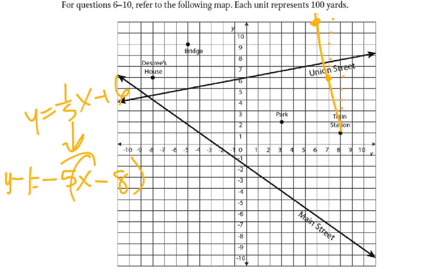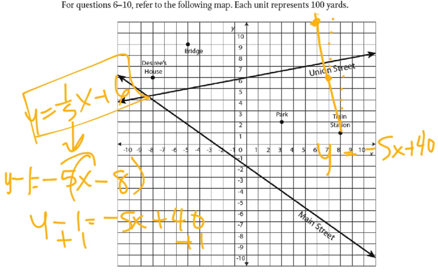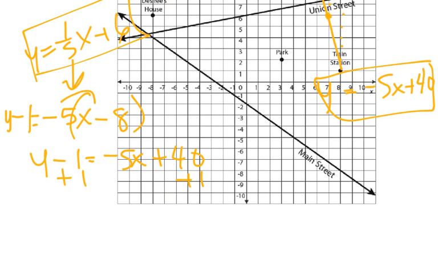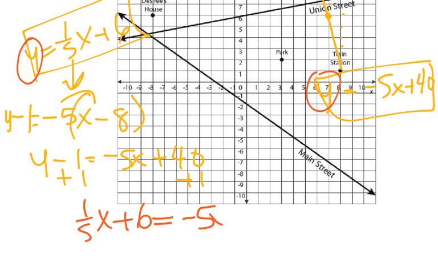So we get y minus 1 equals negative 5x plus 40. Add 1, and we get y equals negative 5x plus 41. That's the equation. So we've got this equation and this equation, and we want to see where they're equal. So we set them equal, since they're both equal to y: 1/5 x plus 6 equals negative 5x plus 40.